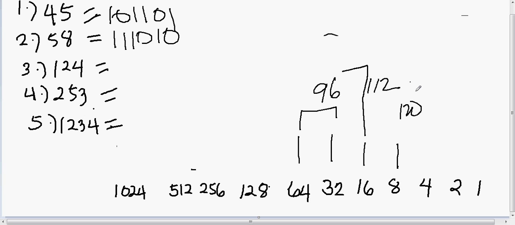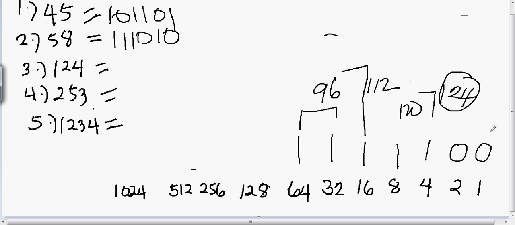So we can use the number 4, because 120 plus 4 is 124. And then for this number, we need to put 0 0, because if we didn't put 0 0 after this number, the computer will automatically read it as 1 2 4 8 16 instead of 64 32 16 8 4, right? So from left to right, the answer is 1 1 1 1 1 0 0.